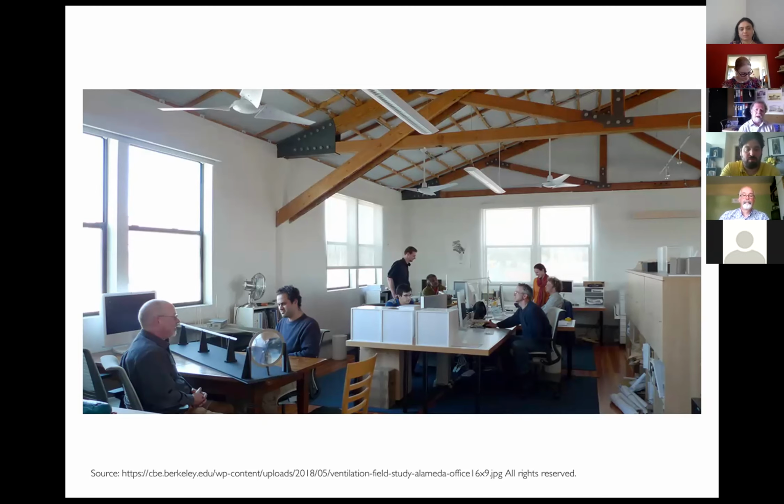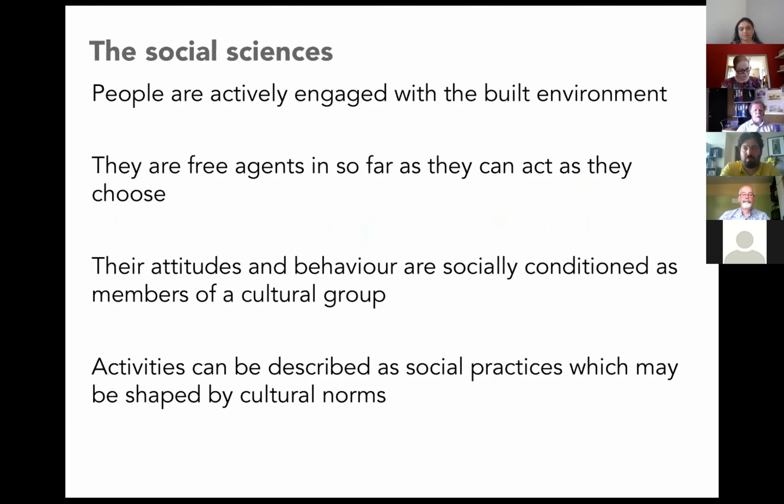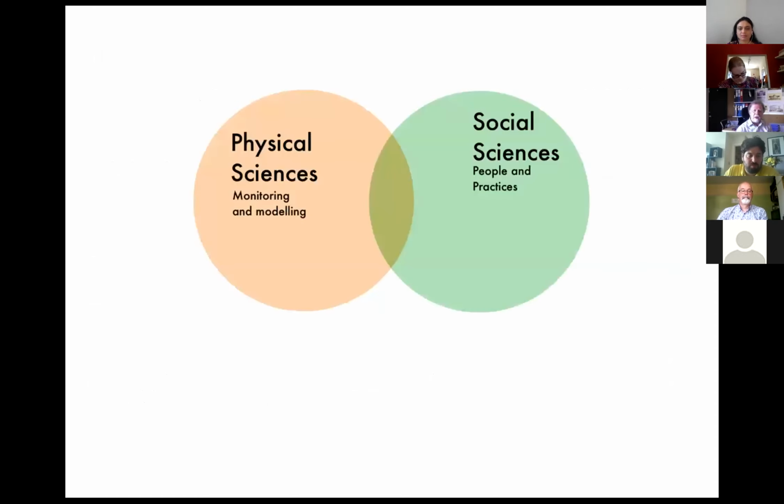Some further points that I'd like to emphasize about the social science approach is that it recognizes that people are actively engaged with the built environment. They're interacting with it. And in doing so, they are free agents in that they can act pretty much as they choose within certain cultural constraints. But their attitudes and behavior are socially conditioned as members of a cultural group, and their activities may also be shaped by social practices and cultural norms. So nowadays you'll find that most studies of building performance, including the one that Simon has just talked about, combine the physical and the social in some ways.